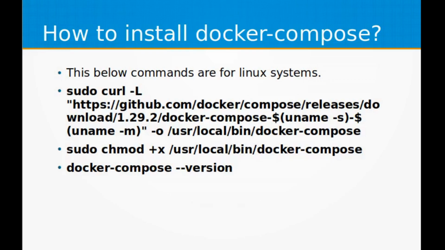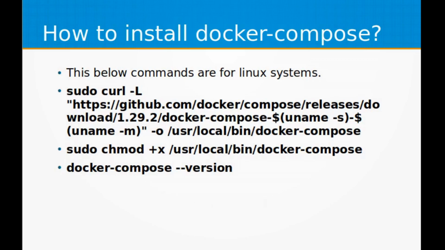Now the next step is changing the executable permission for that compose file. We do that by running sudo chmod +x, giving the permission to execute the file. That's all. You are done with installing Docker Compose. Now you have to check whether it is installed and which version is installed. You have to run docker-compose --version.